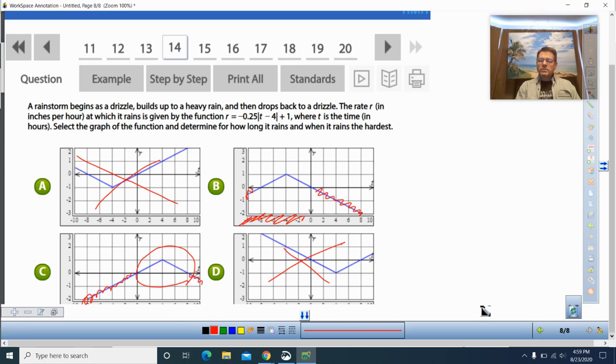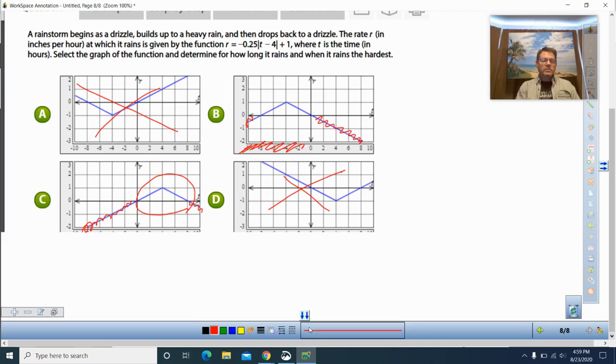But they do talk about a couple of things here. Can you see what's going on down there? It does talk about, when does it rain, how long does it rain? Well, it sure looks like it's from 0 to 8, and then it rains the hardest at 4, right? At 4 hours into it, or 4 minutes. I guess it's 4 hours probably. That's the deal with that one.